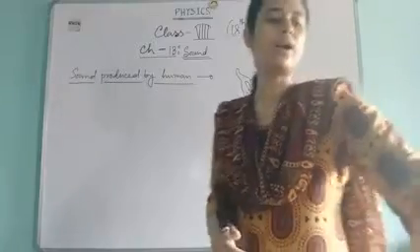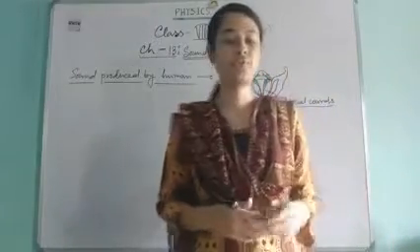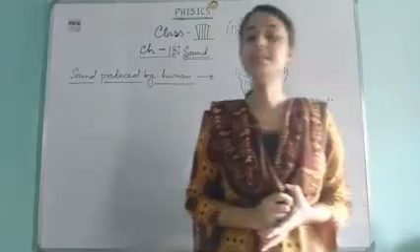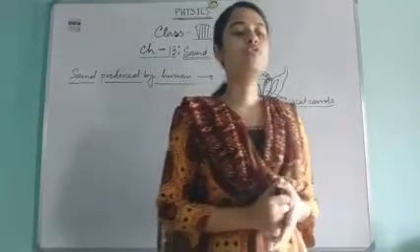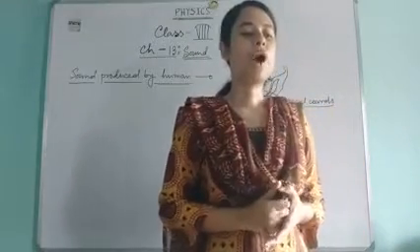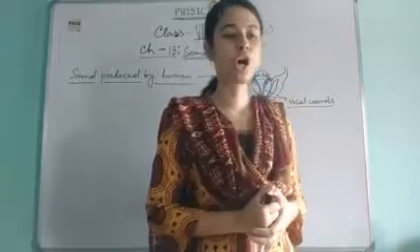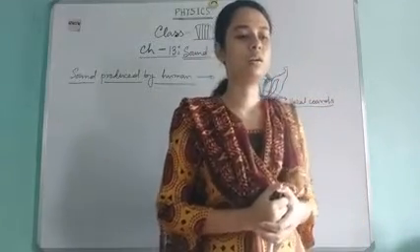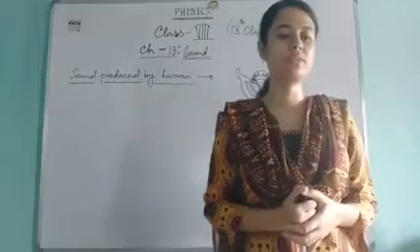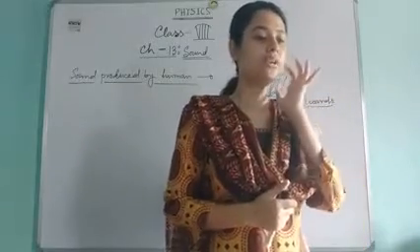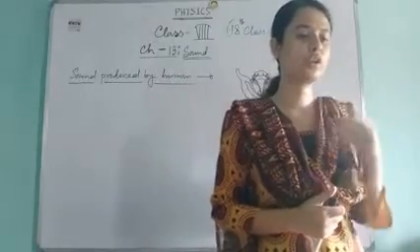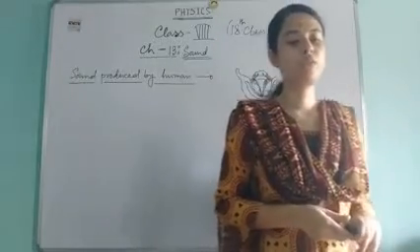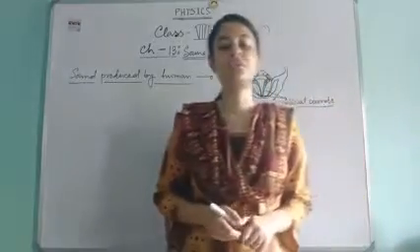Here is one more piece of information. The vocal cords in men are about 20 millimeter long. In women they are about 5 millimeter shorter, so obviously it is going to be 15 millimeter long. Children have very short vocal cords. This is the reason why the voices of men, women and children are different.